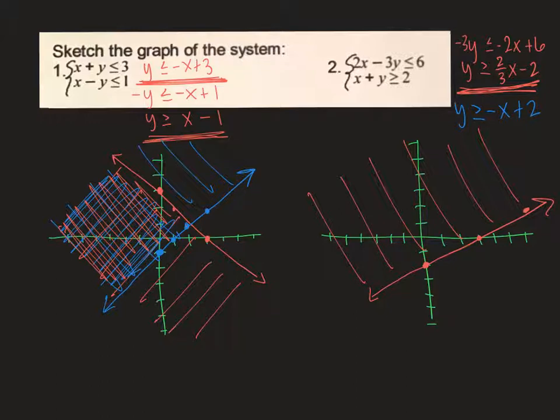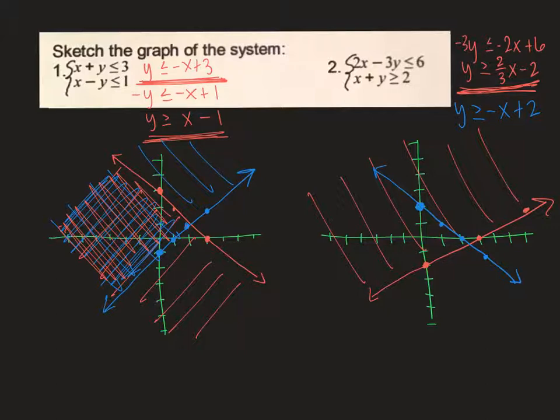And then the second equation, y greater than or equal to -x plus 2. I'm going to start at +2. I have a slope of -1. It's greater than or equal to, so it's a solid line. And then greater than is going to be above.